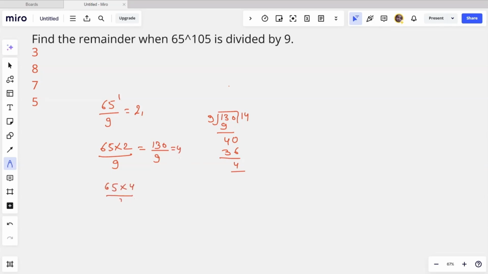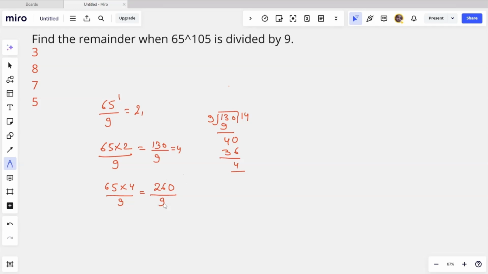65 into 4 divided by 9. This is our base, this is our previous remainder. Okay, so 65 into 4, 20, 0 and 2 carry, so it will become 260 divided by 9.